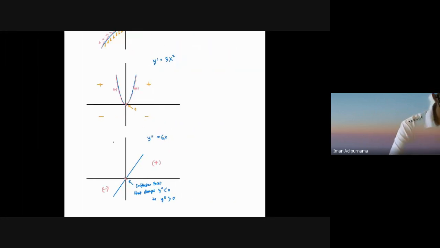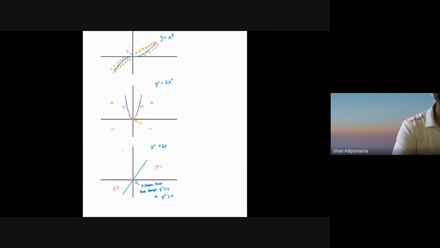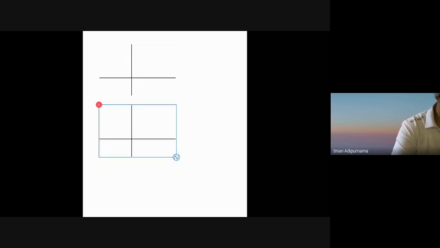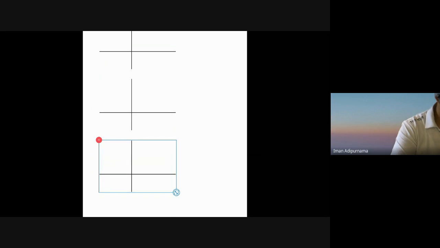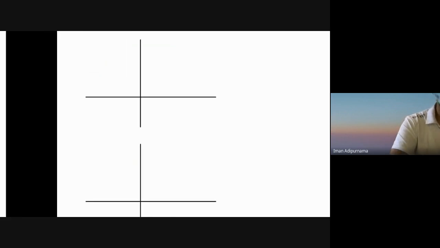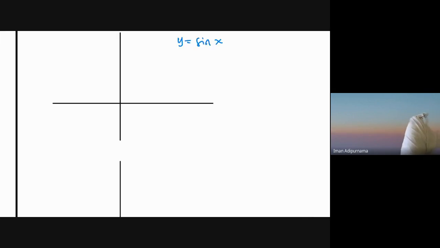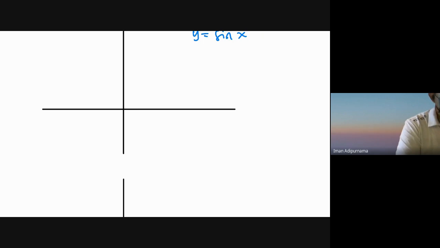Okay, so x squared, x cubed. Let's try some basic trigonometric functions to see how we are going to draw the first derivative and the second derivative. Let's say we have y equals sine x. Let's just focus on maybe from minus pi to pi. Okay, maybe just focus on this interval.